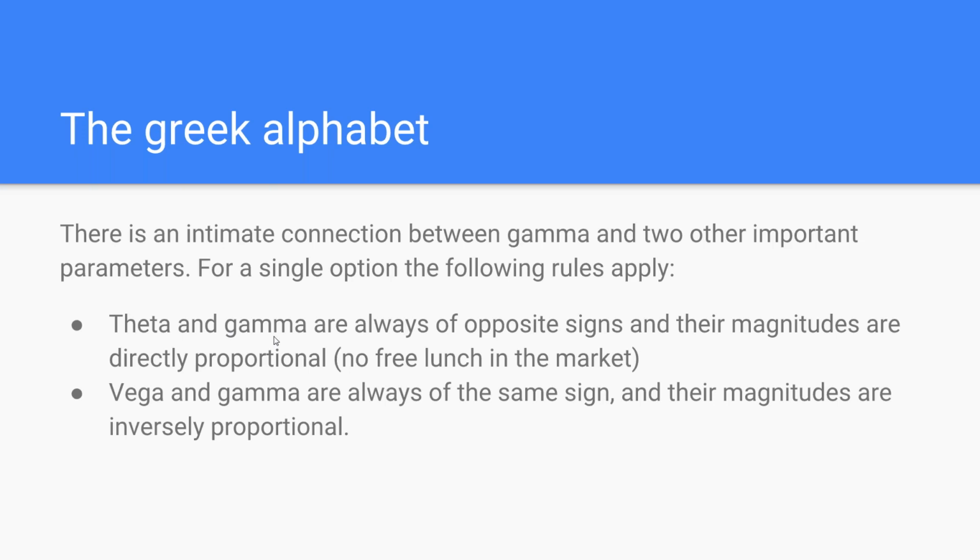They are always of the opposite sign. Always, always, always. And the magnitude is directly proportional. So if you have a high, positive gamma, you have a high negative theta. And that's terrible because it means that the higher the gamma of your position, the higher the time decay of your position. So you see, no free lunches.